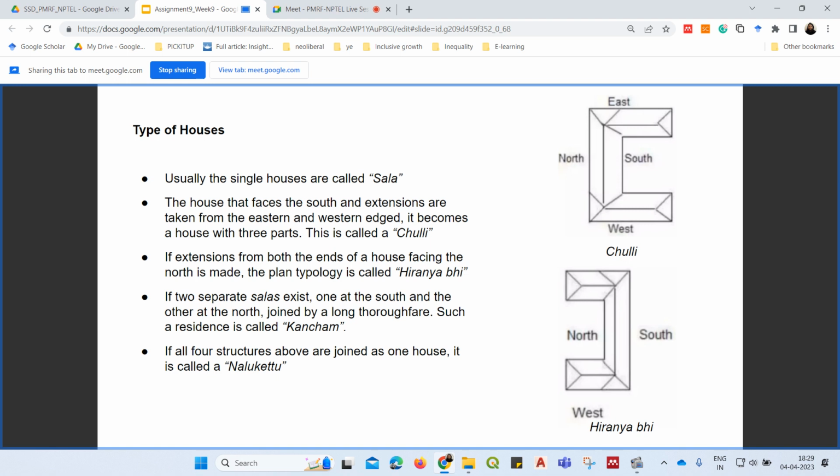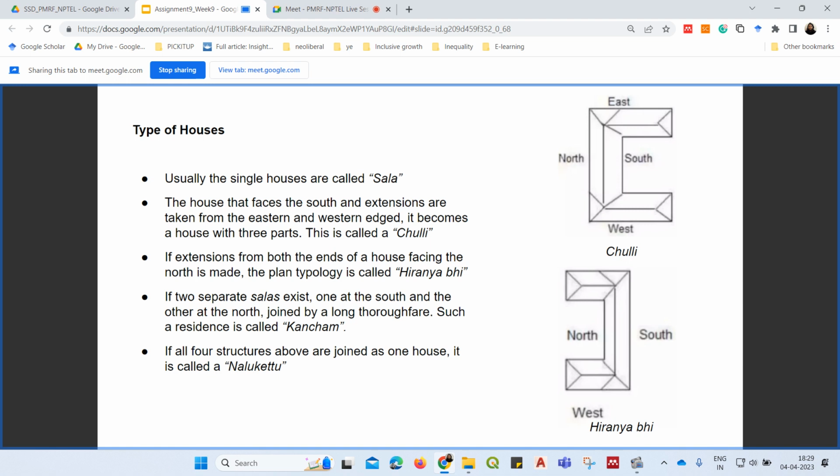Then if the extension is made from both ends of the house, and the house is facing north, the plan typology is called Hiranyavi, which is depicted here. If two separate shalas exist, and shala, as I mentioned earlier, is a single house, and one is at south, another is at north, and they are joined by a long thoroughfare, such a residence is called a kanjam.